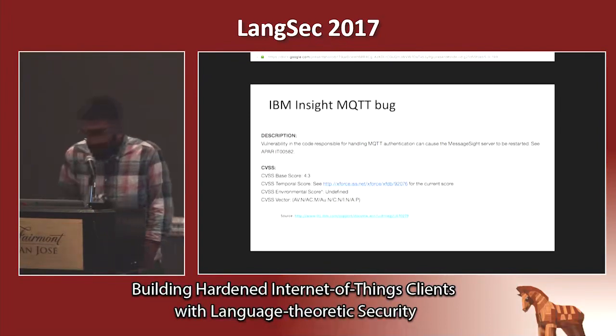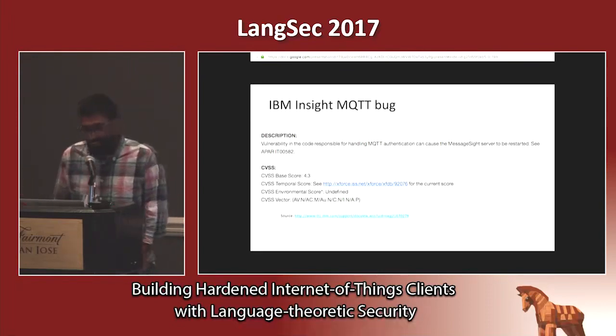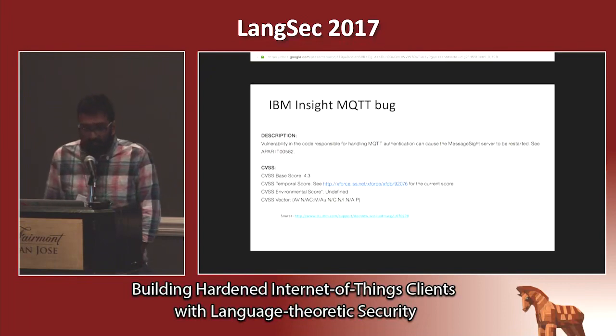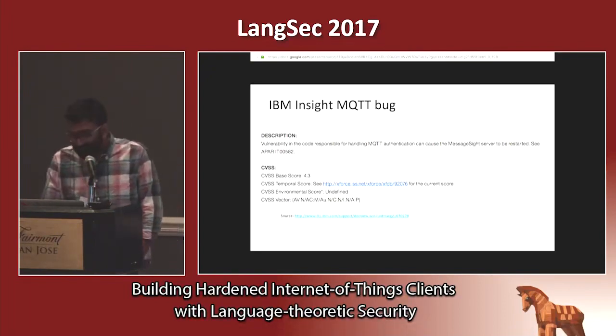Okay, so this is an interesting bug that we didn't find ourselves, but found on the CVE list. It was the IBM Insight MQTT bug, where in the authentication message, the MQTT client sends a particular crafted packet, and then the server is forced to restart.